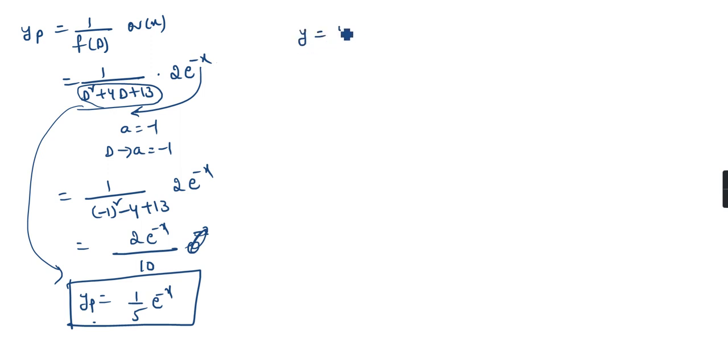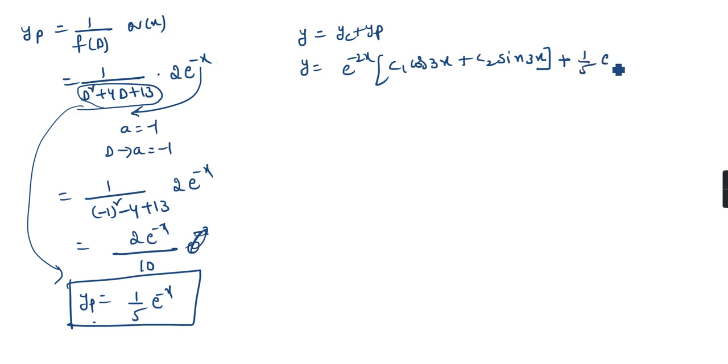So y equals yc plus yp, the general solution. y equals e power minus 2x into c1 cos 3x plus c2 sin 3x, plus yp, which is 1 by 5 into e power minus x.